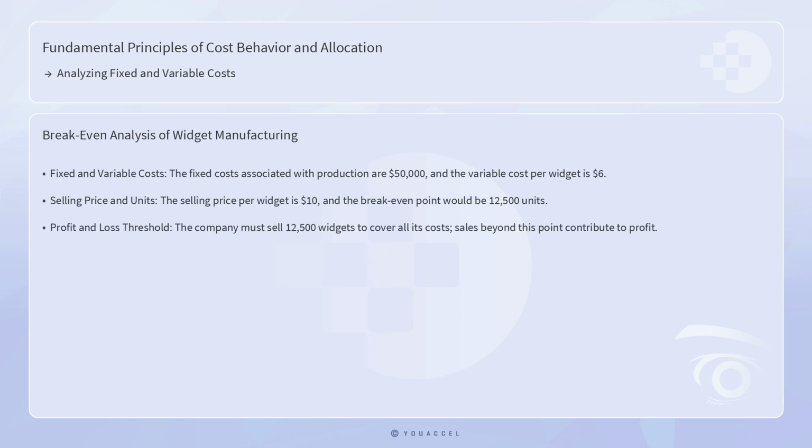For instance, consider a company that manufactures widgets. If the fixed costs associated with production are $50,000, the selling price per widget is $10, and the variable cost per widget is $6, the break-even point would be 12,500 units. This means the company must sell 12,500 widgets to cover all its costs. Any sales beyond this point contribute to profit, while sales below this threshold result in a loss.